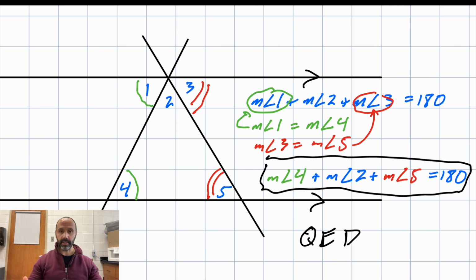And it doesn't matter what the angles are. This could be an obtuse triangle. It could be a right triangle. We didn't specify any of these angles. This works for every single triangle, and we just proved it. And that's part of the beauty of geometry.